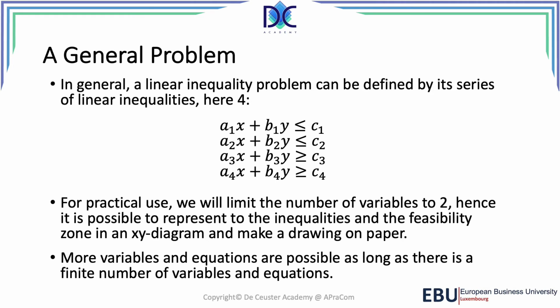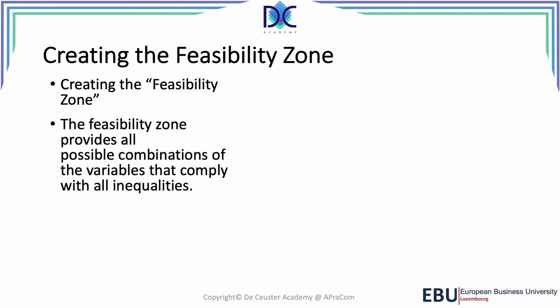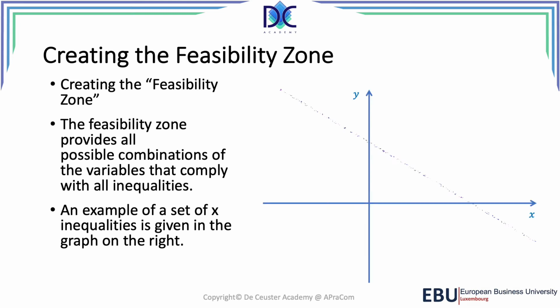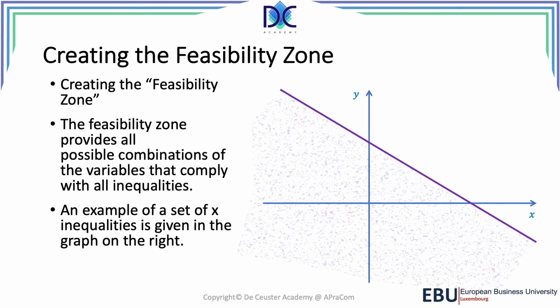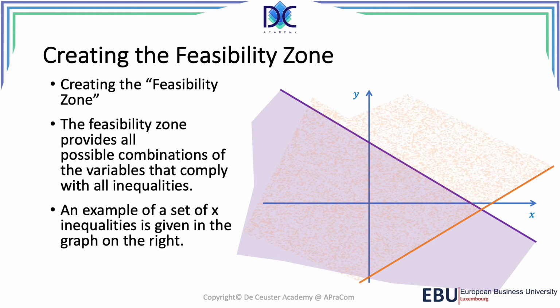These are the elements that we have to do, and we have to comply with these conditions. Now, creating the feasibility zone is the first thing to do. So we look at the feasibility zone, which gives all combinations, all variables that comply with all inequalities. So we have a set of different inequalities given in the graph, and we always draw the line and the zone that is included. So we find always the zone, and we see that we have overlapping zones.